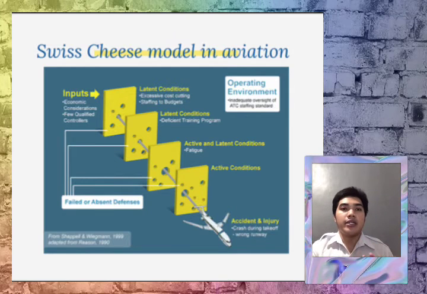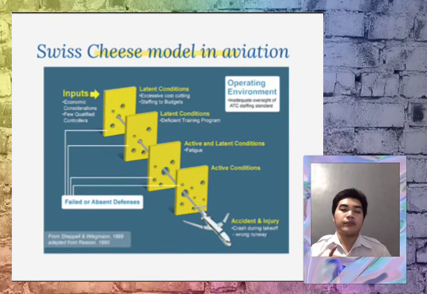Each slice of cheese has its own layers. There are 4 layers. The first one is the organizational layer. The second one is the supervision or training layer. The third one is the layer of unsafe preconditions. The fourth and last one is the layer of unsafe acting. So let's start with the organizational layer.